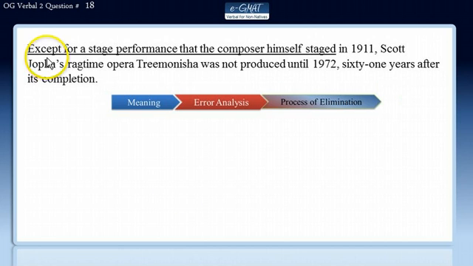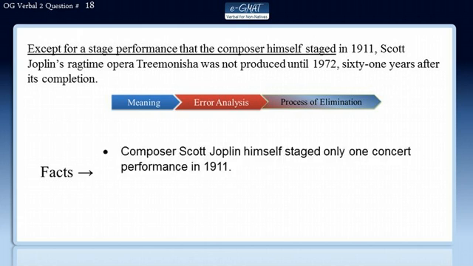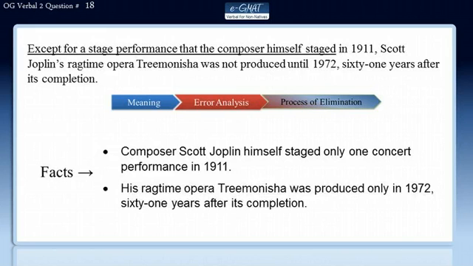So let's begin. Except for a stage performance that the composer himself staged in 1911, Scott Joplin's ragtime opera Tremonisha was not produced until 1972, 61 years after its completion. So this sentence presents a few facts about the composer Scott Joplin. It says that Joplin himself staged only one concert performance way back in 1911. His ragtime opera Tremonisha was produced only in 1972, 61 years after its completion.